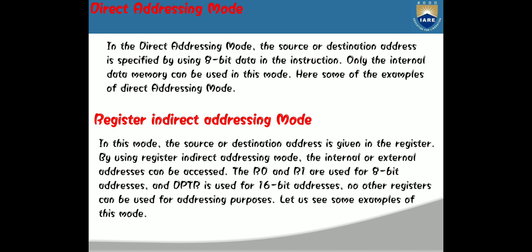In direct addressing mode, the data is in a RAM memory location whose address is known, and this address is given as a part of the instruction. Contrast this with the immediate addressing mode, in which the operand itself is provided with the instruction.